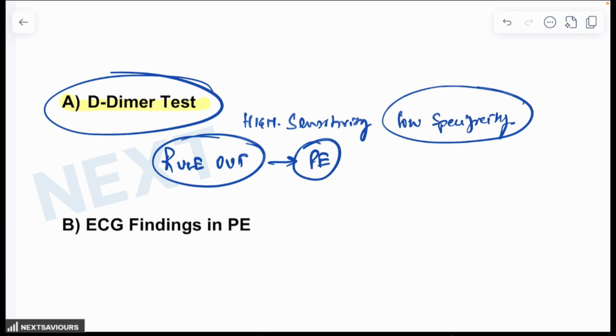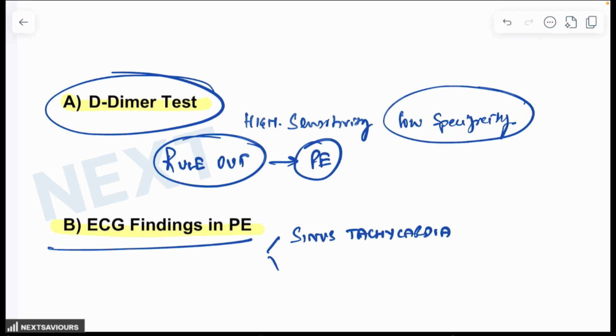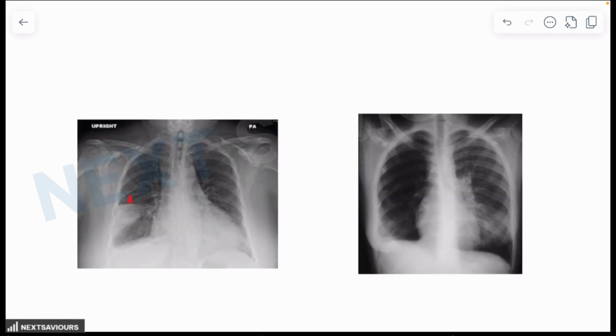Now, for your theoretical remembrance, regarding the ECG findings in pulmonary embolism, the most common one, as we have already seen, is sinus tachycardia, and the specific finding related to pulmonary embolism is the S1Q3T3 pattern, which is a deep S wave in lead 1, Q wave and inverted T wave in lead 3. It is a specific, classic finding, but it is rare. All right, so this is a theoretical question related to the ECG findings. Important also are the X-ray findings or the X-ray identification.